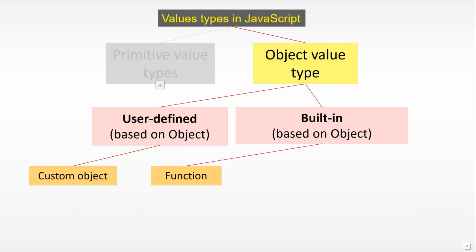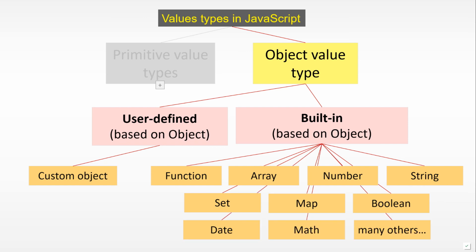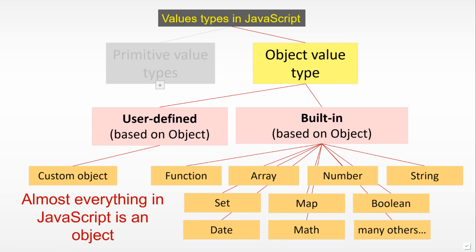And there are many types of these. We have the function object, the array object, these wrapper objects around primitive values, number, string, boolean. We have things such as set and map, date, math, and many others. And again, a key thing that we have to remember about objects is that objects are copied by reference. And in fact, almost everything in JavaScript is an object.